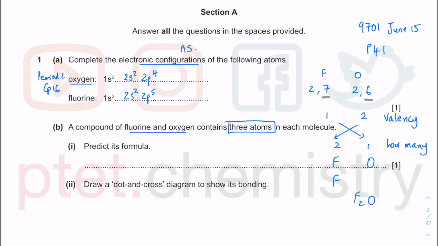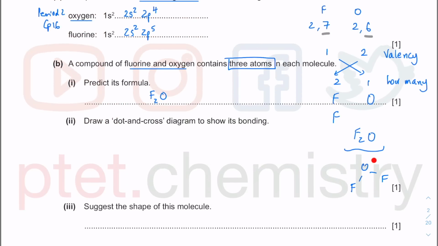Before I do the dot and cross, I'm going to draw the display formula. So it looks like water. Instead of hydrogen forming a single covalent bond to oxygen, you have fluorine, the group 17 halogen, forming a single covalent bond to the group 16 oxygen there. So predicting its formula, F2O, drawing the dot and cross, this is not a dot and cross, this is simply a display formula. Looking at the single covalent bond, that is a dot and a cross. Looking at the other single covalent bond, there's a dot and a cross, but we've got to show all the outer shell electrons, even when the question doesn't say, dot and cross means show all the outer shell electrons.